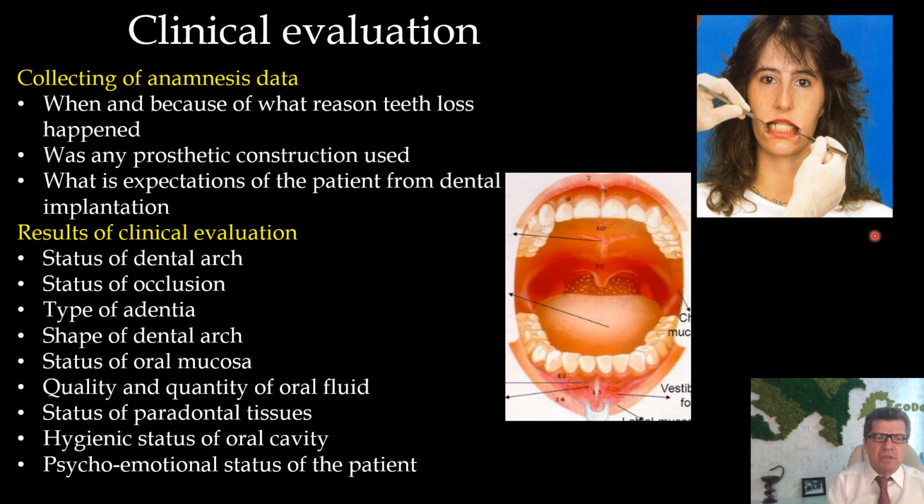For the clinical evaluation, first of all, it's necessary to collect the anamnesis data. What does it consist of? When and for what reason the loss happened. Was any prosthetic construction used? What is the expectation of the patient from the dental implantation? Results of clinical evaluation: the status of the dental arch, status of occlusion, type of adentia, status of oral mucosa, quality and quantity of oral fluid, status of periodontal tissue, hygienic status of the oral cavity, and psycho-emotional status of the patient.